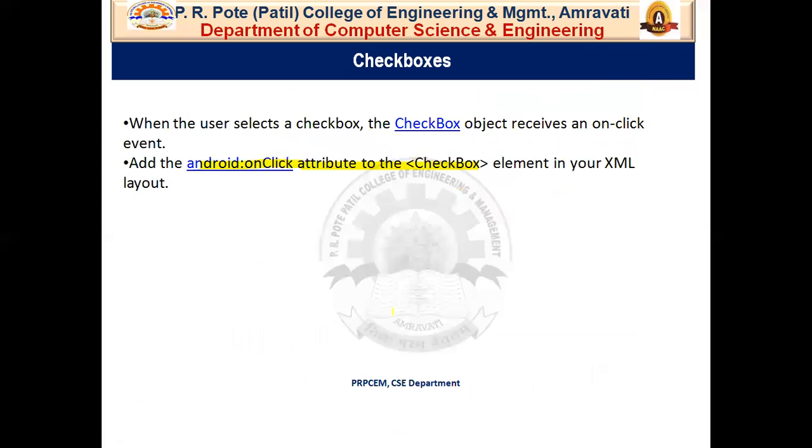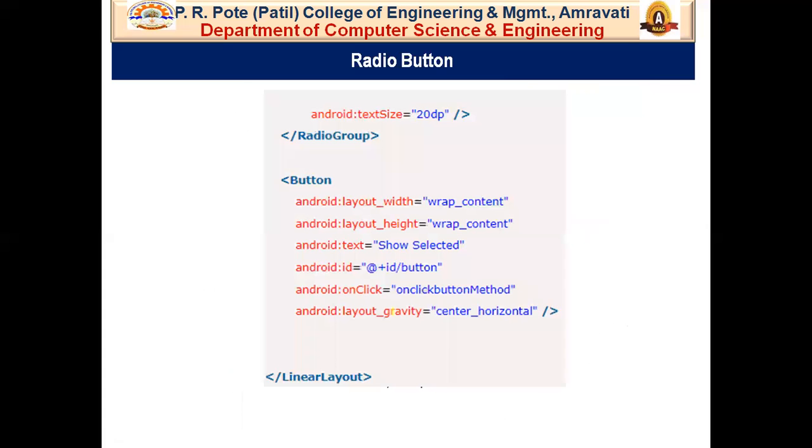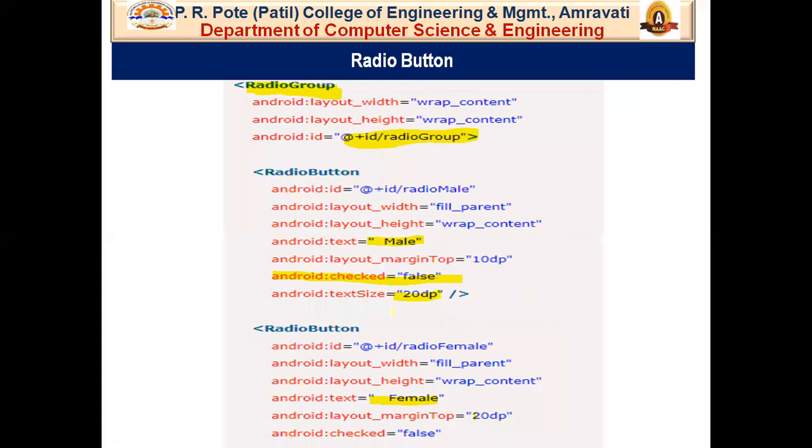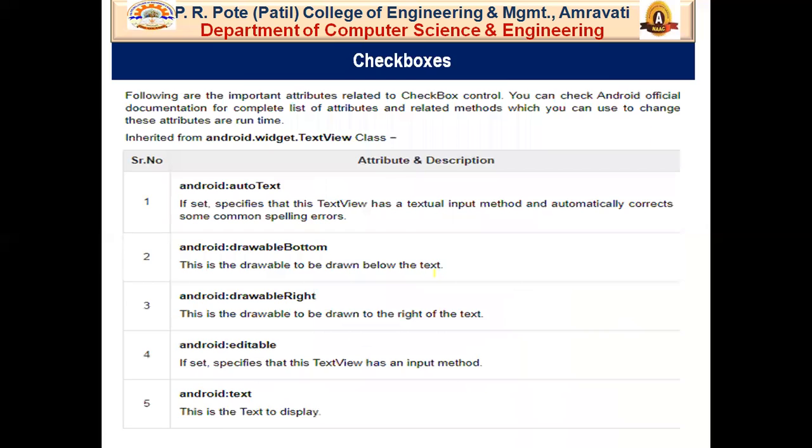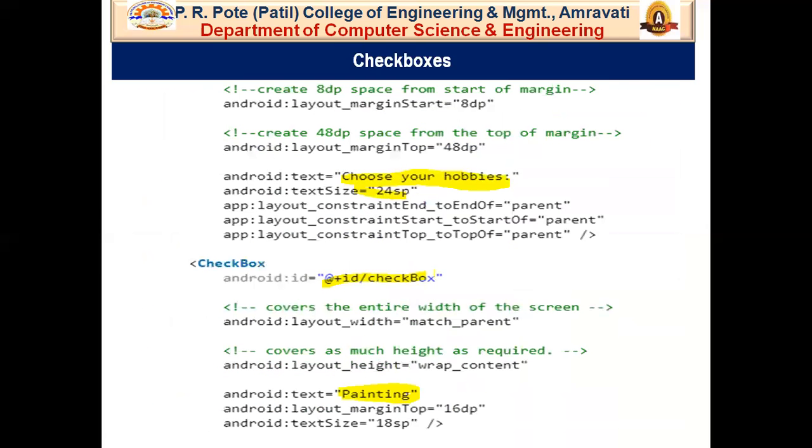Now here we have not used the check property. Check property means, like in the radio button, where we used the Android check property. Android check equals false means that your radio button is unchecked. So here in checkboxes, we have not used the Android check property. It means that all your checkboxes will be checked by default.